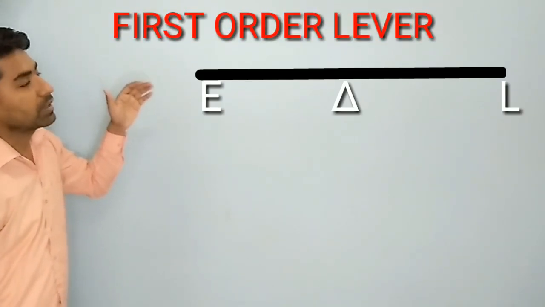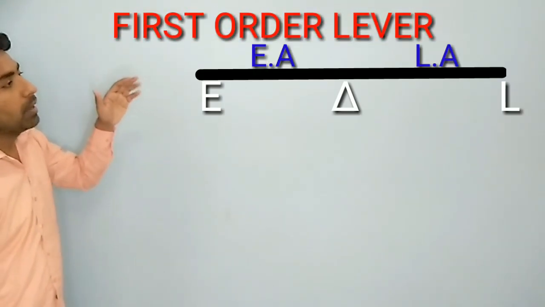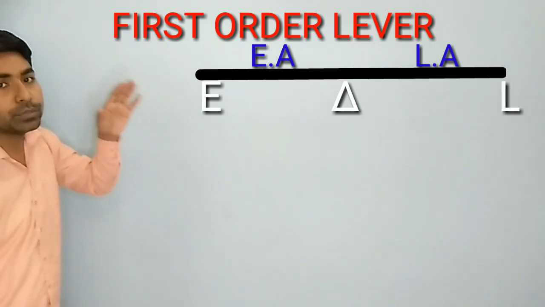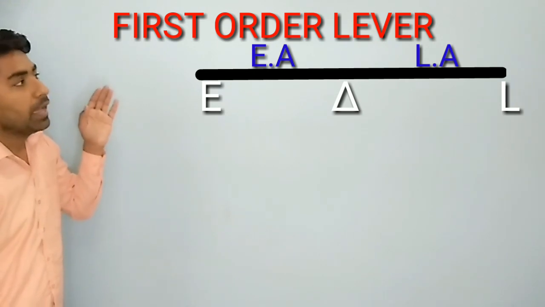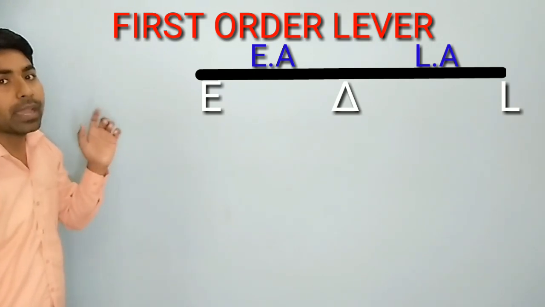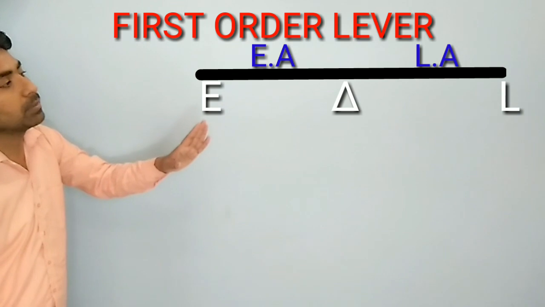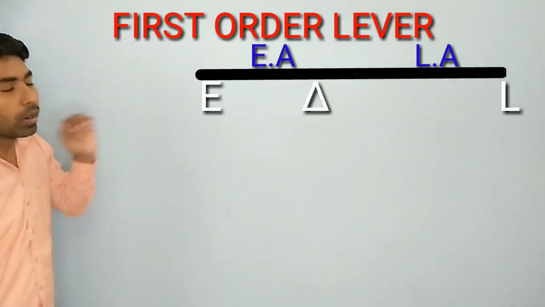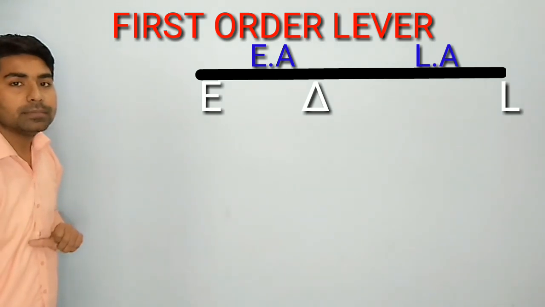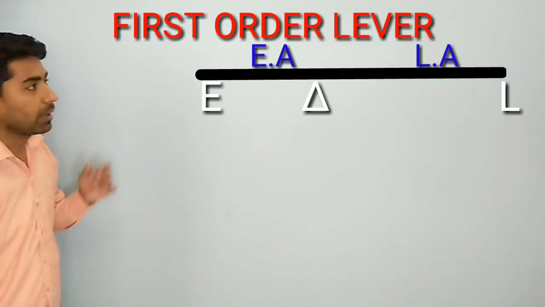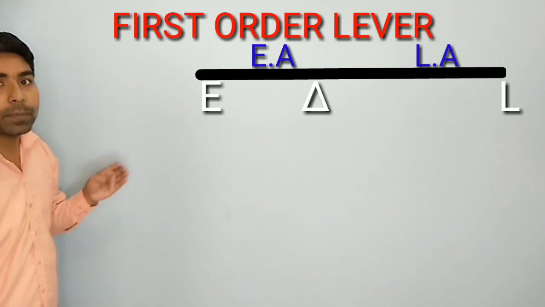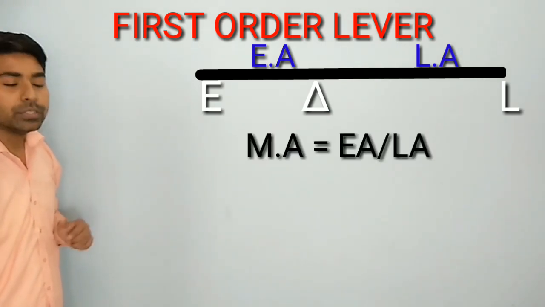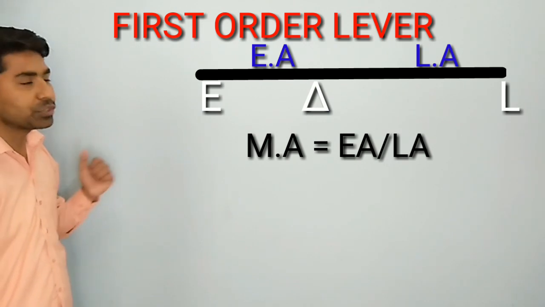In the class 1 lever, the distance from the fulcrum to the load is the load arm, and from the fulcrum to the effort is called the effort arm. You can change the effort arm and load arm by moving the fulcrum toward the load or toward the effort. So what is the mechanical advantage of this lever? Mechanical advantage is defined as effort arm upon load arm. Which arm is longer? You will say it depends upon the position of the fulcrum.